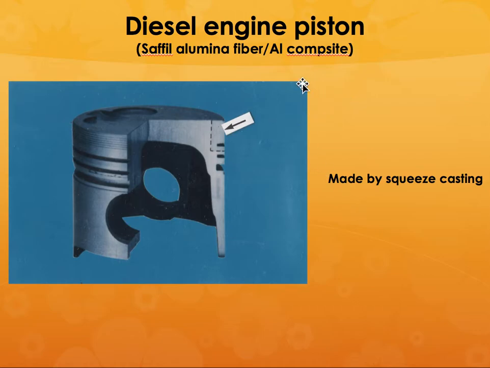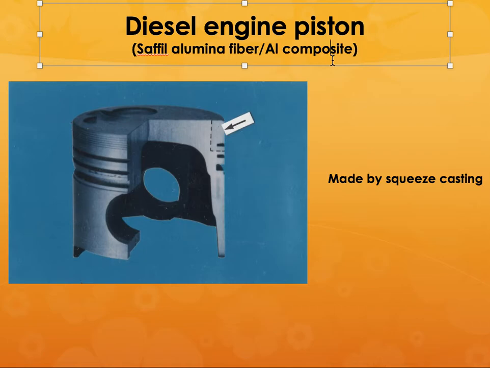You can also have alumina fiber aluminum composite, I think, and it is made by squeeze casting. So mainly in the ring area is where you have this composite. So it gives you tremendous wear resistance at that area. So these pistons don't wear out at all.